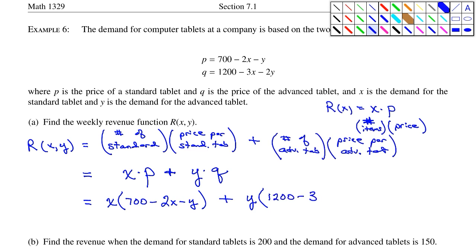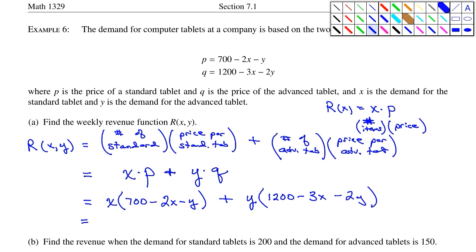Now, don't get confused by the fact that the functions for P and Q include both an X and a Y. All that is showing is that the price for each of the types of tablets does not only depend on the demand for that tablet itself, but also the demand for the other tablet as well. So the demand for both tablets is influencing the price of each of them. And then we would multiply this out and combine.